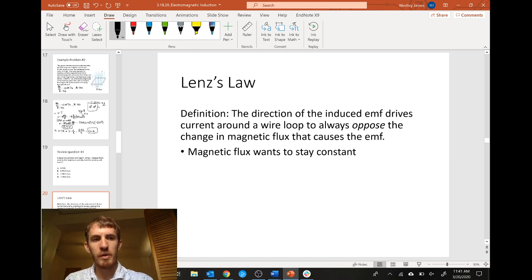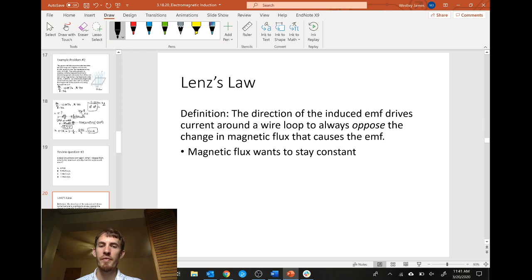So, Lenz's law. We found the magnitude of current, but now we need to find the direction of the induced EMF and subsequently the direction of current. And to find that, we're going to use Lenz's law. Lenz's law, defined here, says that the direction of the induced EMF drives current around a loop to always oppose the change in magnetic flux that causes the EMF. So that's a lot of jargon, a lot of details there. But basically, the way to think about this is that magnetic flux wants to stay constant.